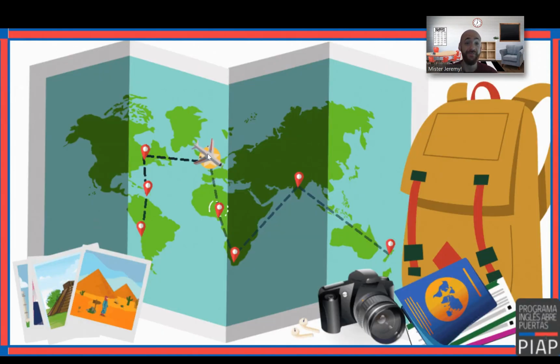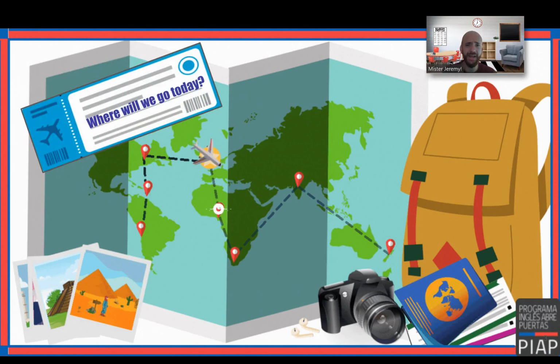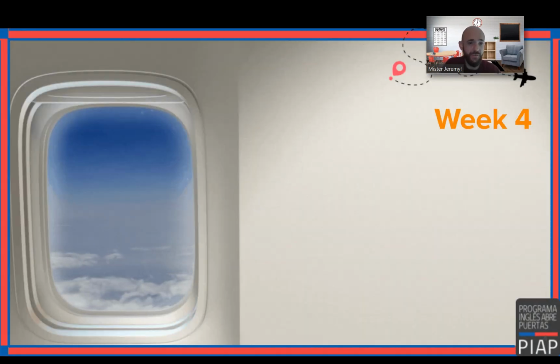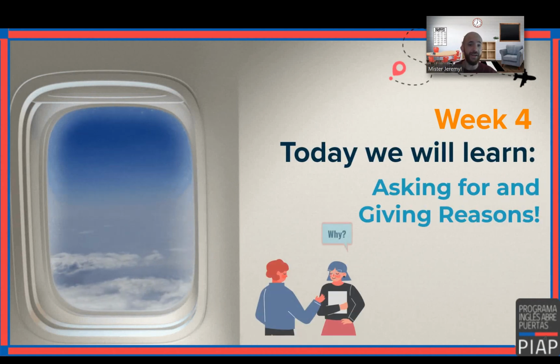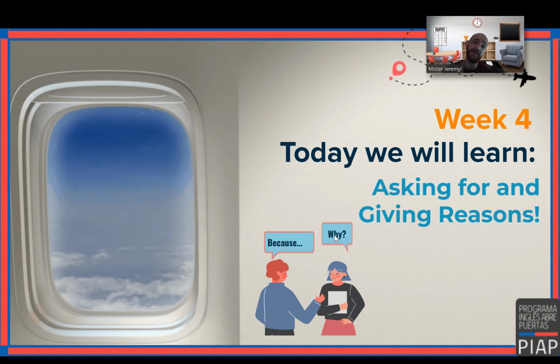Last week we had arrived to Ireland, and so we'll start off saying, where will we go today? Where will we go this week? And so students will make predictions about where they're going, and you'll be able to generate some enthusiasm and excitement for what's to come. So in week 4, we will learn about asking for and giving reasons. And a lot of it really centers around this right here, students being able to use why and then responding with because.